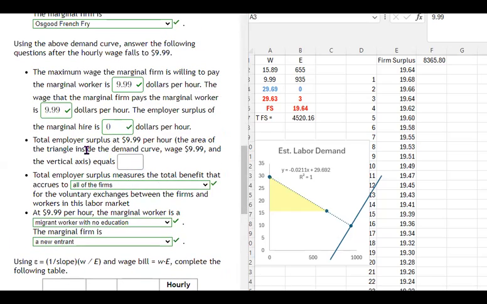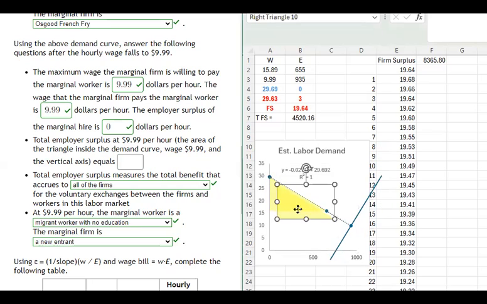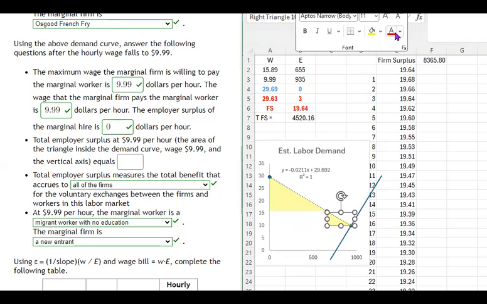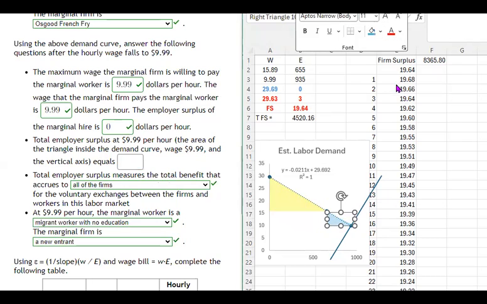Okay, now we can calculate the new total surplus. So we have this triangle here. And what we've got to do is add to it. I want to change the color of it to, I don't know, a bright light blue. And now we also have a rectangle. We have this new rectangle.